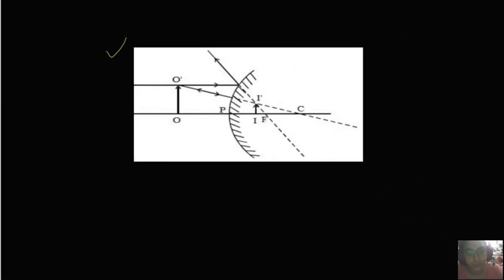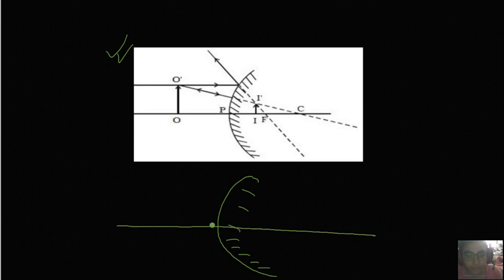So when we look at this one, what is it showing? That we are keeping the object. This is the convex mirror. This is the pole. Okay, so now for a convex mirror, the focus will be here, right? So we can draw C here and F here. This is the pole. Okay, so we are keeping the object, let's say, anywhere. We don't have to specify the position.